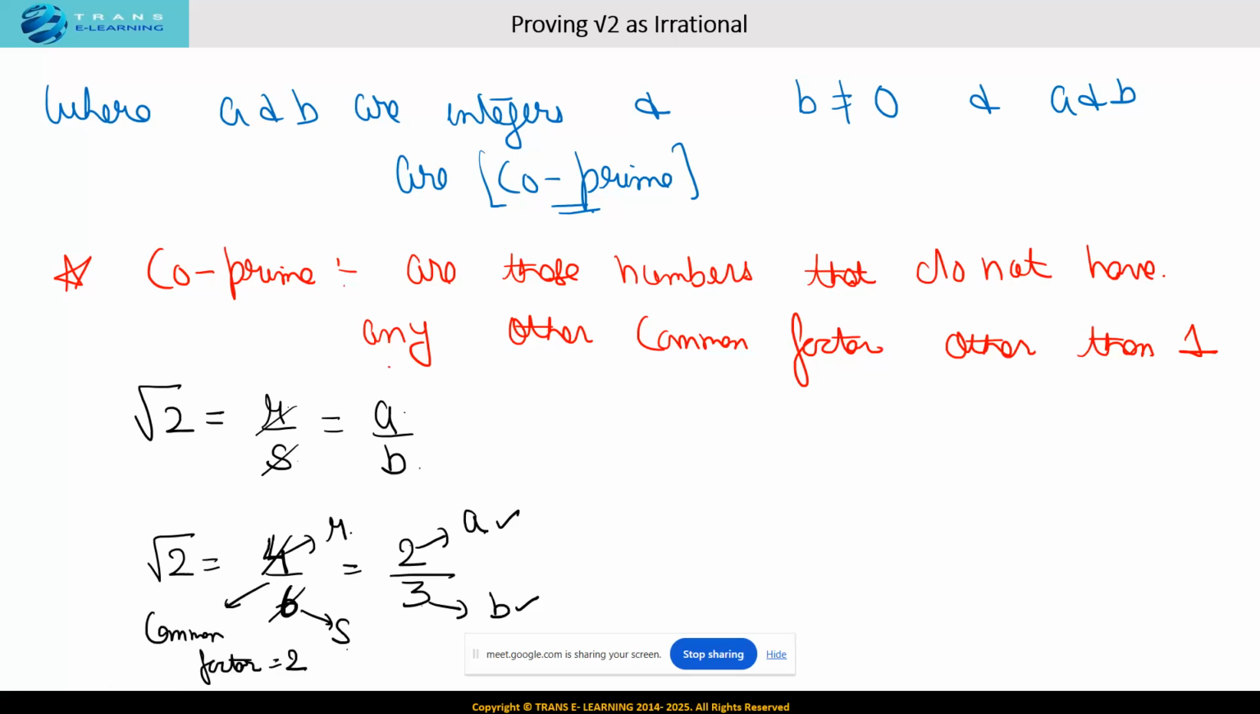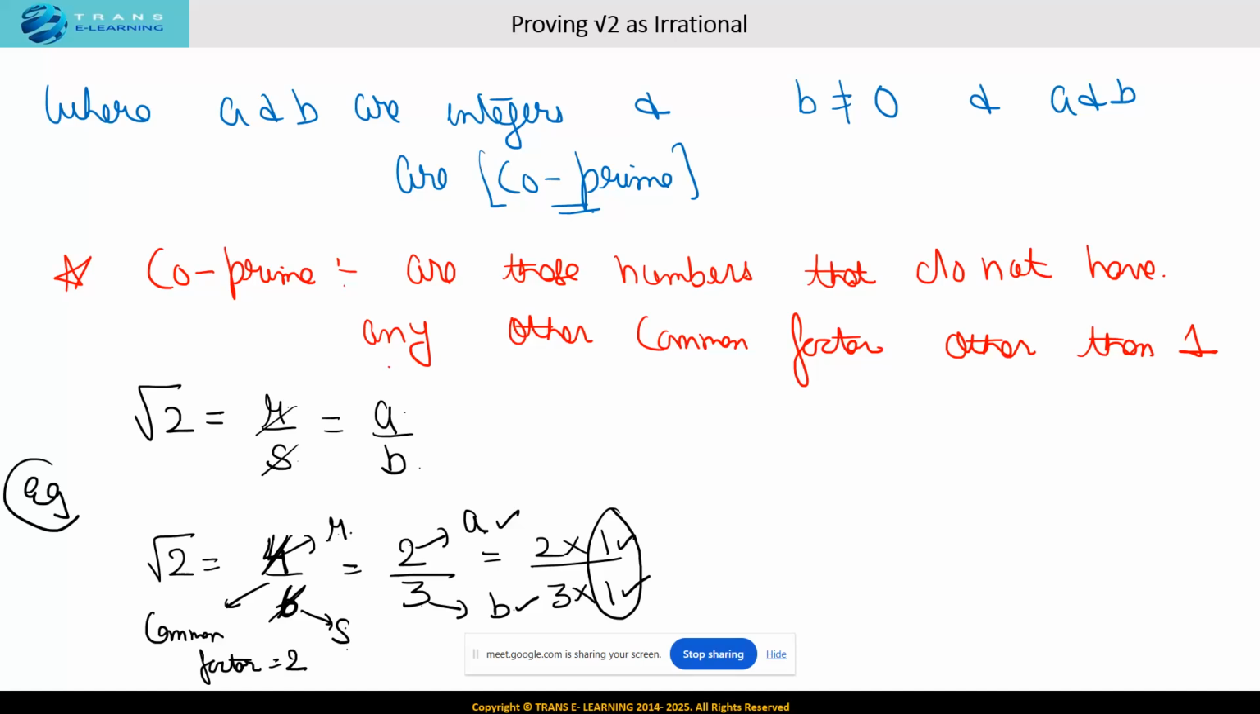So that is why we have taken four variables. First we take r and s, which have some common factor other than 1. Then when we cancel that common factor, we get the values of a and b. This a and b will be co-prime. It has to be co-prime, that means they will have no common factor other than 1. If I consider the factors of 2, 2 into 1, and the factors of 3, 3 into 1, then 1 is the only common factor. They have no other common factor other than 1.